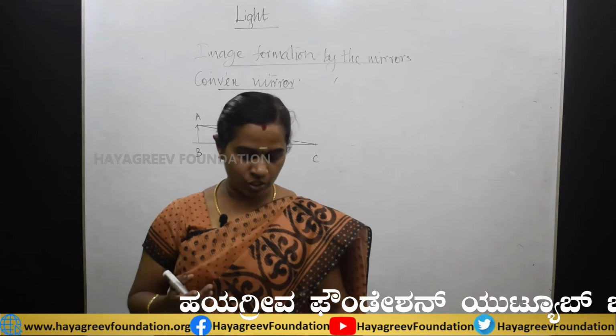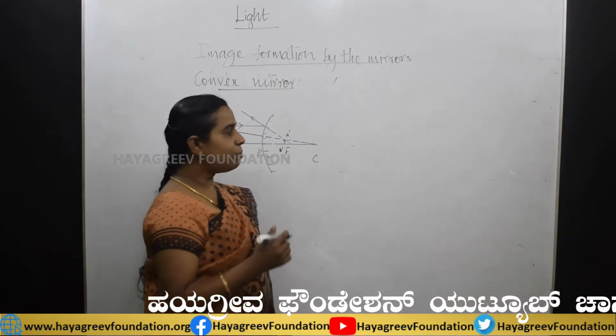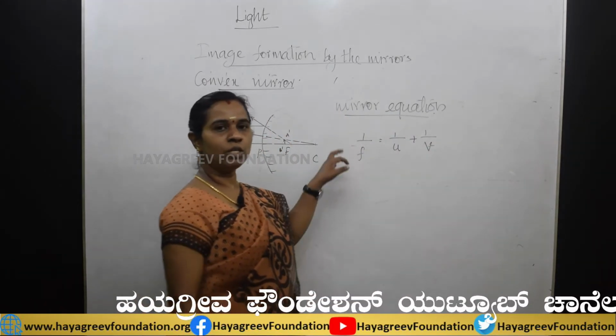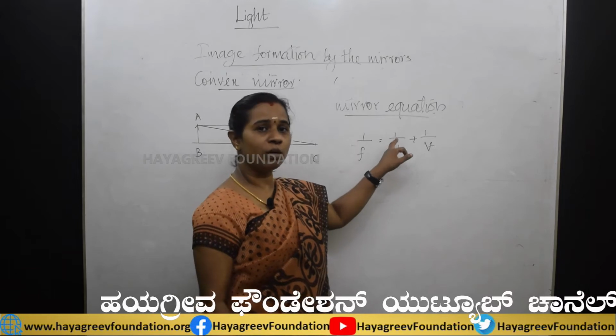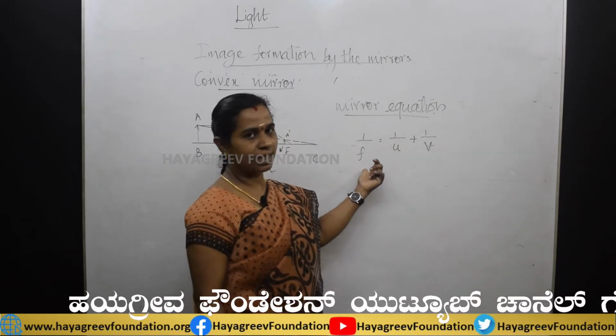Cartesian sign convention we want to learn. Before that I am going to teach about mirror equation. So this is mirror equation: 1 by f equals 1 by u plus 1 by v. f means nothing but focal length of the mirror.